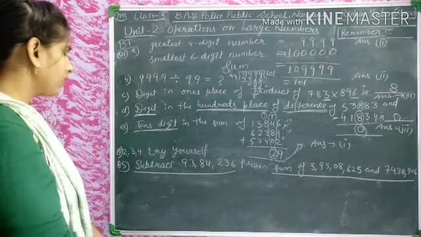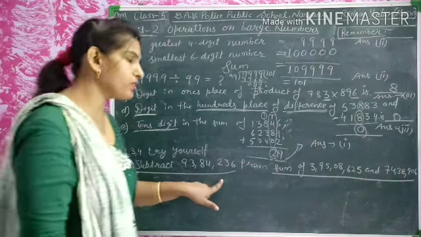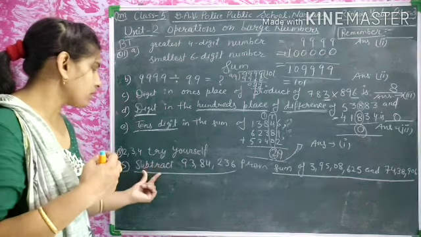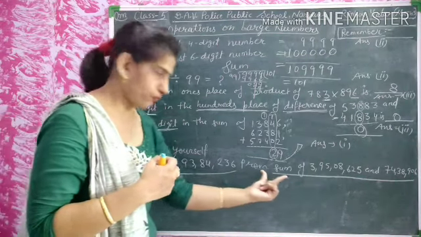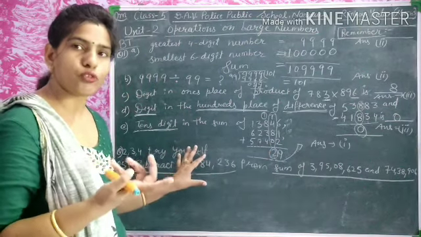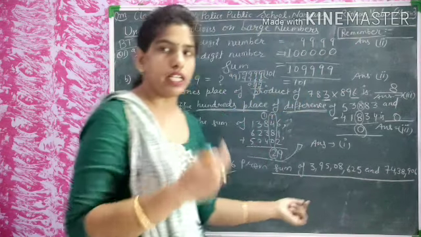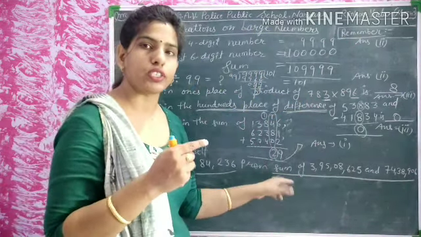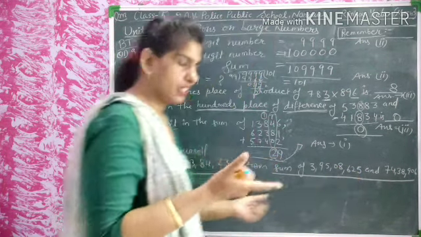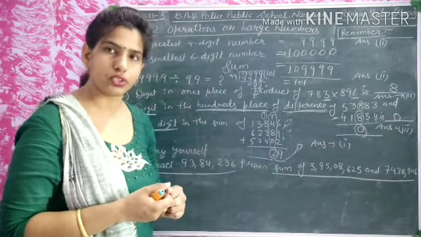Okay students, now we will do question number 5. In question number 5, we have to subtract. Understand the language and meaning of this language. Subtract this number from which number? This number is subtracted from the sum of this and this. So we have to first find the sum of both the numbers, and then subtract this from that number. Is it clear students? Yes.